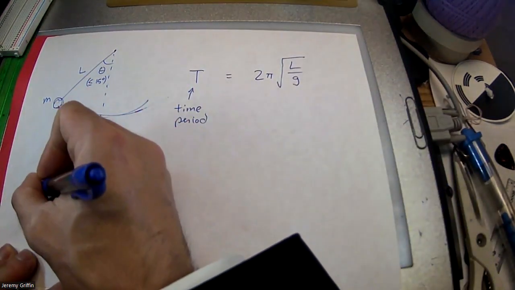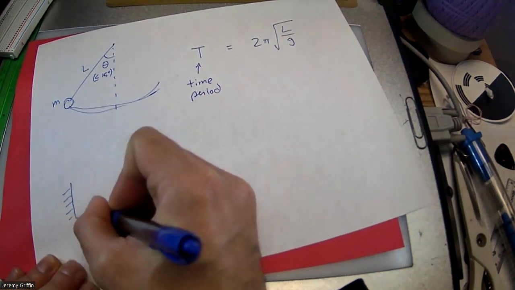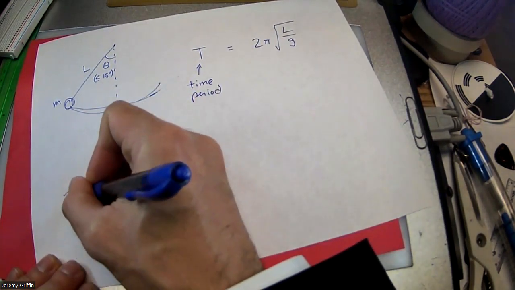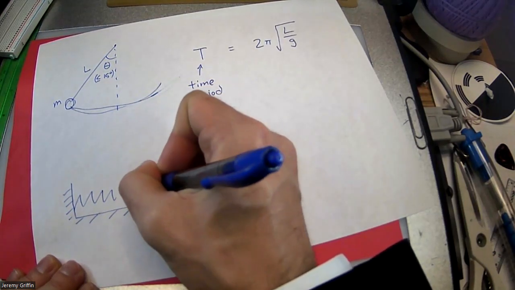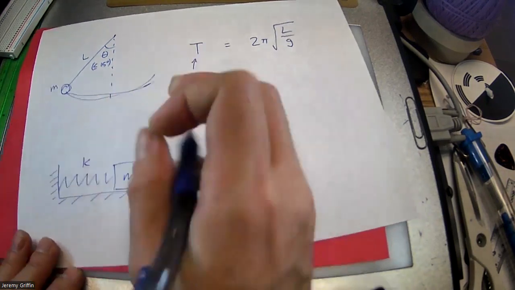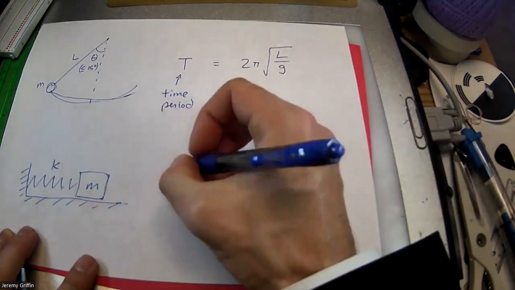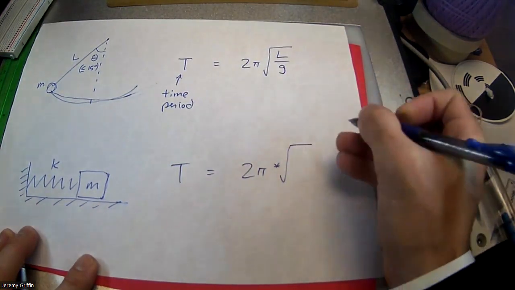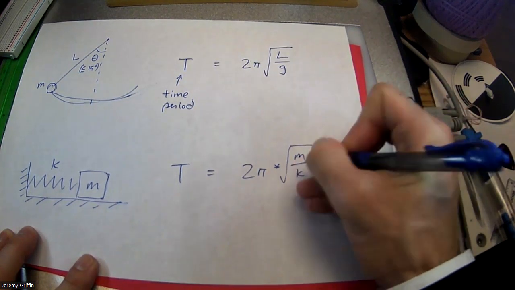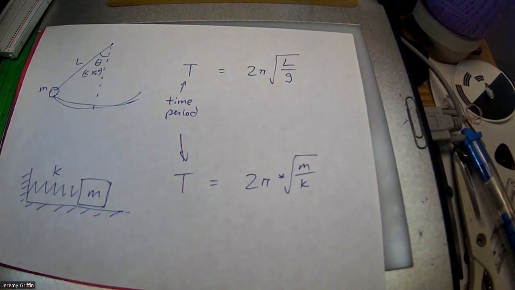The other oscillating type motion you see quite a bit, and this could be for either a vertical spring system or a horizontal spring system with no friction, although they could add friction to make it a little more complicated, is a mass on a spring, where the mass and the spring constant matter. A very similar looking formula: time period equals 2 pi times the square root of m over k, where m is the mass of the block and k is the spring constant.